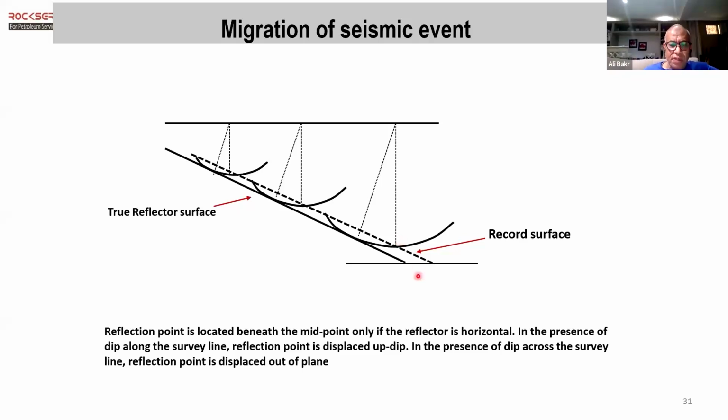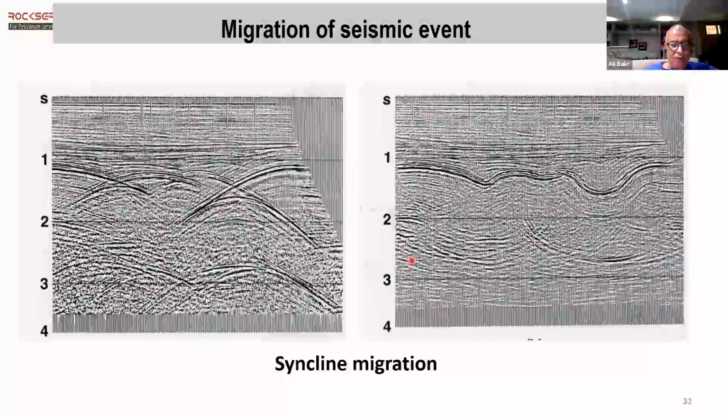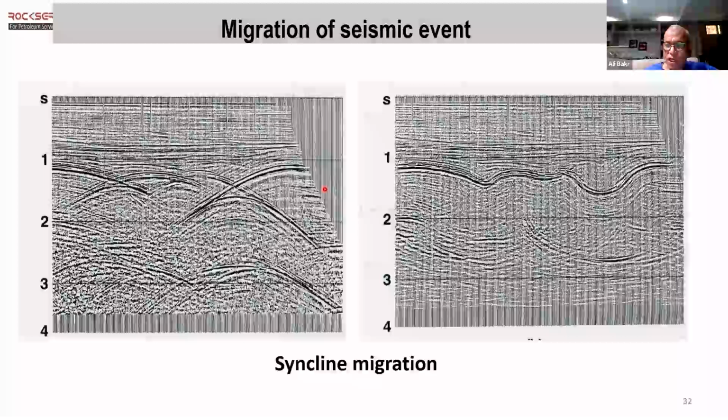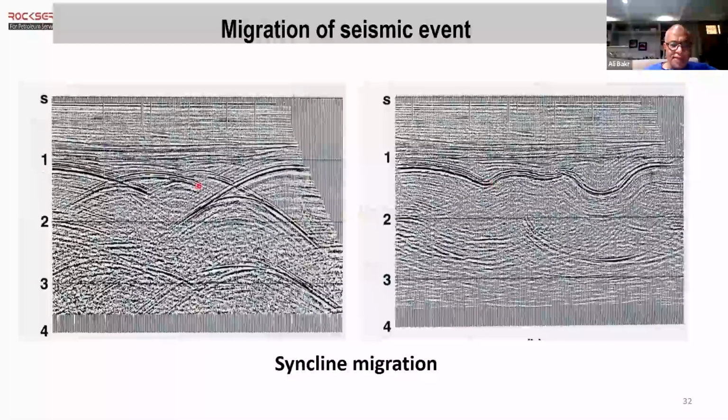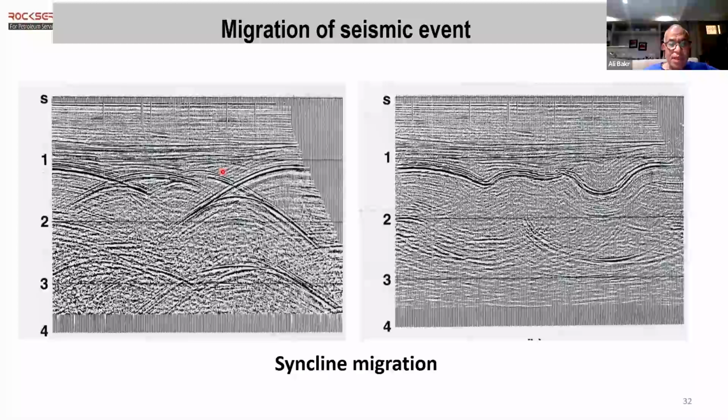This cartoon in front of you tells you how we are migrating the dashed line into its real dipping position in the processing, using the migration velocity. Now, this is an example of what the migration does for you using the velocity. On your right-hand side, you have a very nice syncline and another syncline, while the left-hand side is the diffraction coming without migration. So if you didn't migrate this with the right velocity, you would never be able to see the one on the right-hand side. So migration is very important.